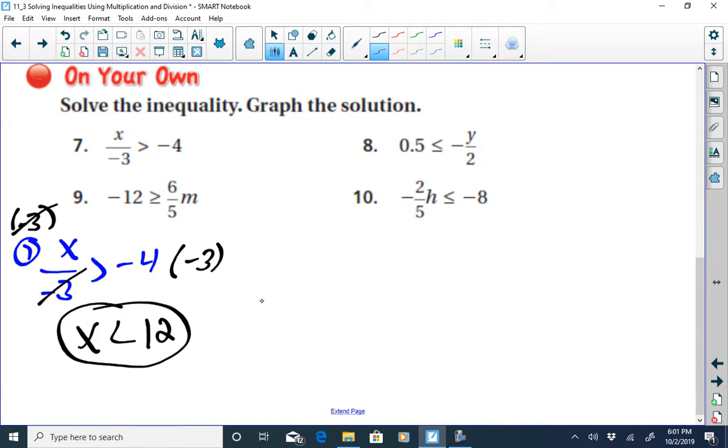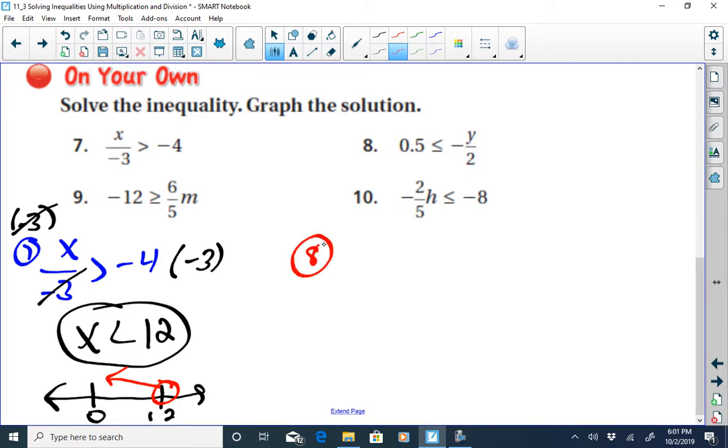All right. It says to graph it, so let's graph number 7. Come down here. All right, we have 0. 12 is going to be to the right of 0. It's going to be an open circle. Solutions go to the left. So let's check using 0. It's in our solution set. When I check using 0, we have 0 divided by -3 is 0. Is 0 greater than -4? Yes, it is. So that seems like that's going to work.